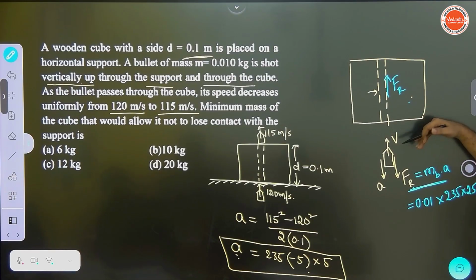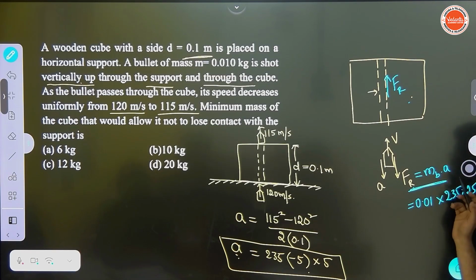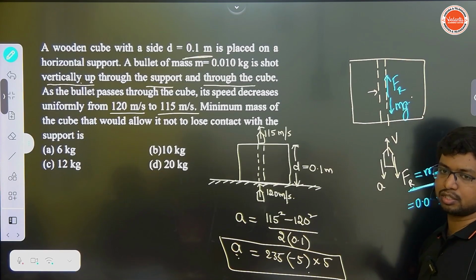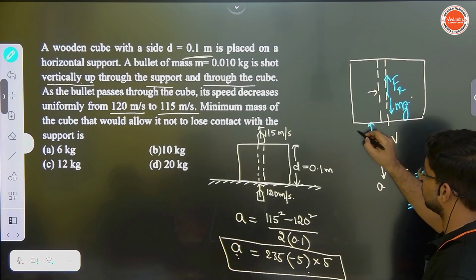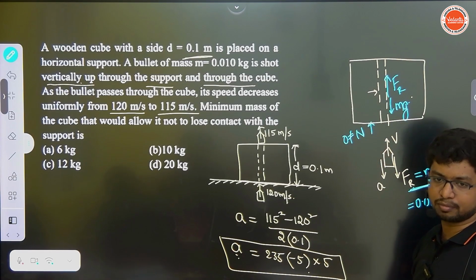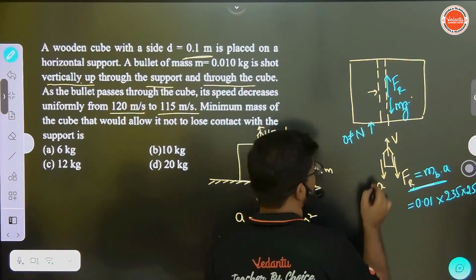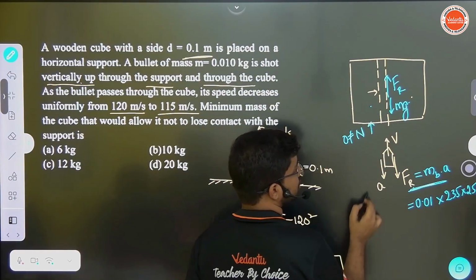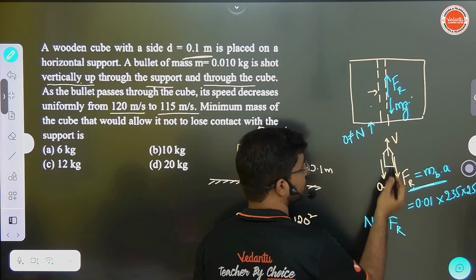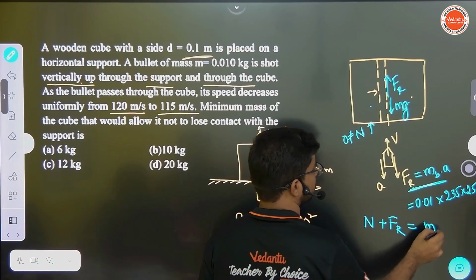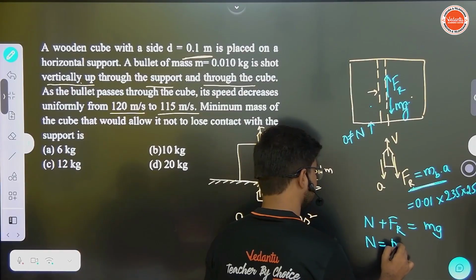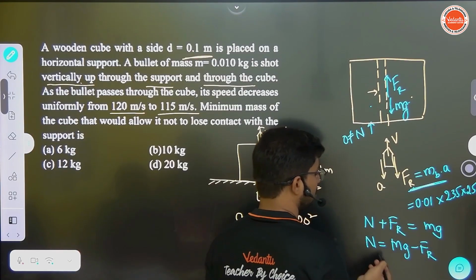Now, if the block should not lift up, you see here, this is the mg of the block here. If the block should not lift up, it means this normal reaction should not be equal to 0. Clear? Now, what will be the equation for the block over here? In the upward direction, what are the forces available? N plus the resistive force Fr should be equal to mg at any instant. So write N is equal to mg minus Fr.